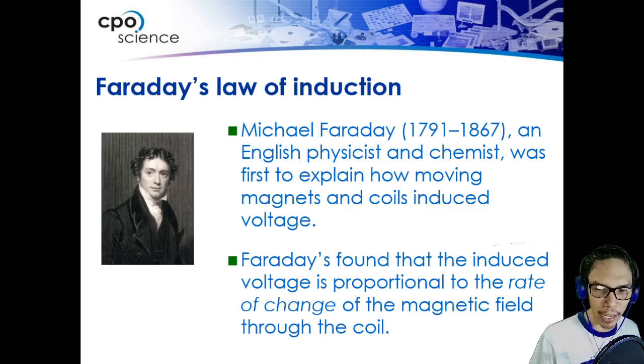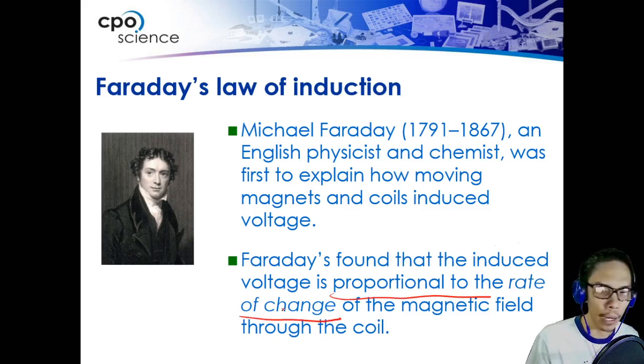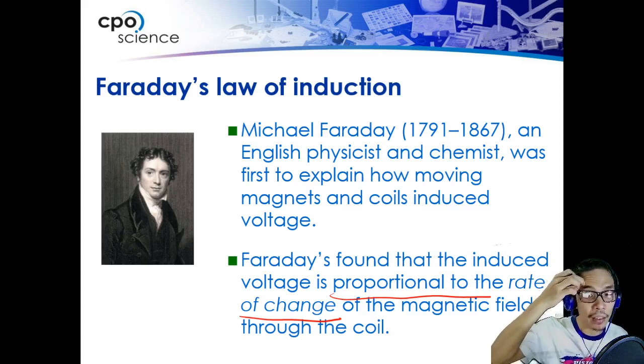Based on his experiment, he found out that the induced voltage produced on the current carrying wire is proportional to the rate of change. Now, what is this rate of change? This rate of change that he is talking about is the speed, the velocity of the magnet.